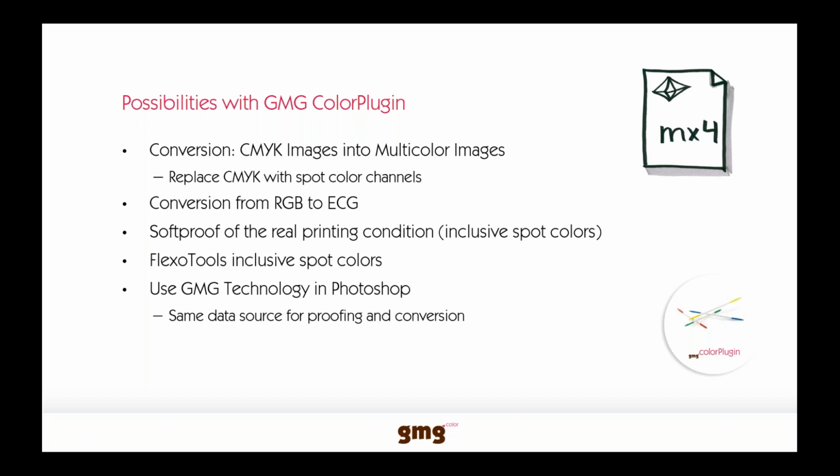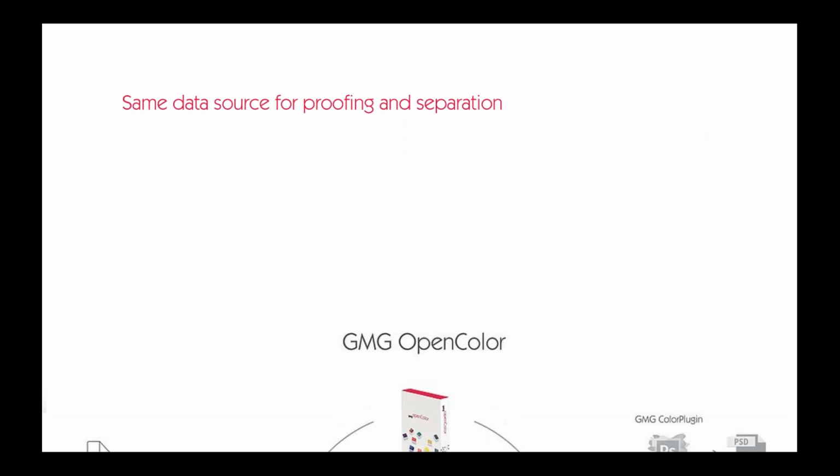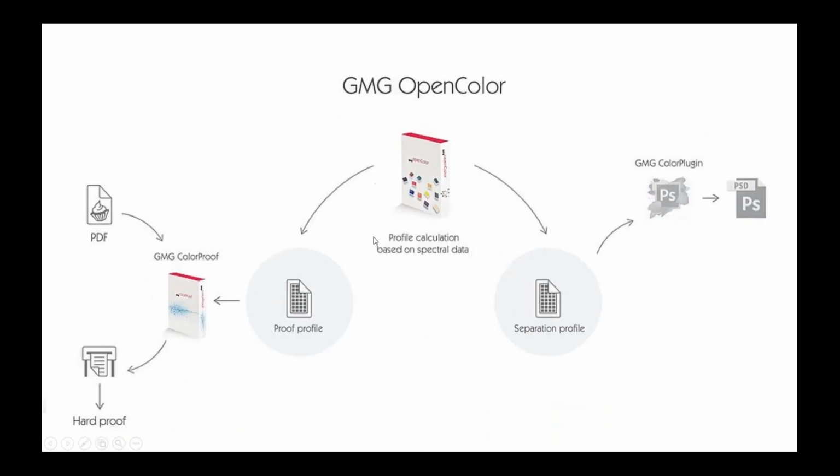What does that mean? To convert from CMYK into a multicolor image or from RGB into an ECG image, there have to be, of course, color profiles. Those color profiles come from GMG OpenColor. That's our profiling solution in the background. Herein, all information is stored regarding your printing conditions. So on your flexo process, on a plastic film, transparent, white coated, reverse print, it's all stored here. And you use it for proofing on the one side. It makes the proof profile, goes to ColorProof, you add your job in PDF, and you have your hard proof at the end.